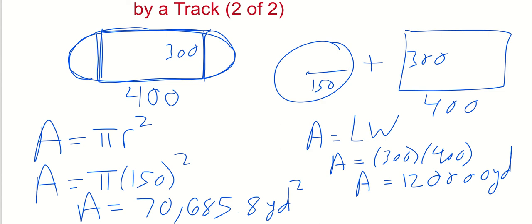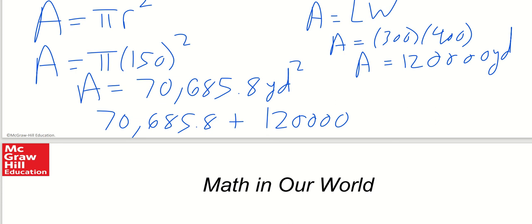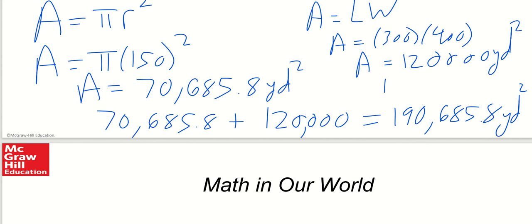And then for the total area, we just have to add the two together. So for the total area of our figure, it's going to be the 70,685.8 square yards plus the 120,000 square yards, which should be equal to 190,685.8 square yards, because it's an area. So that would be the total amount of space that is inside of the track.